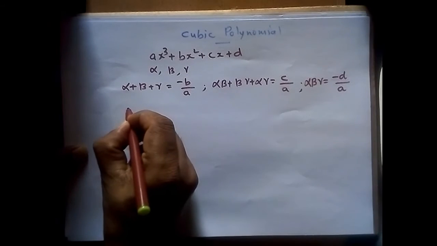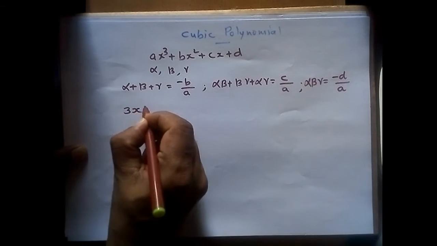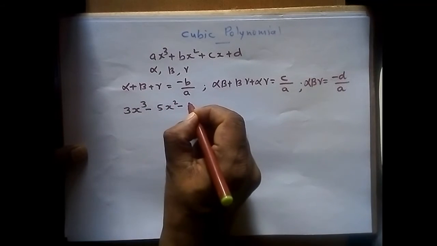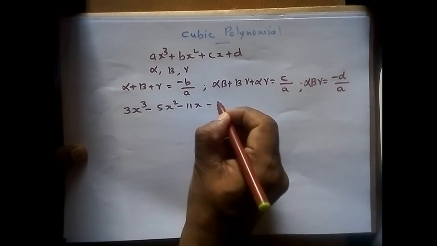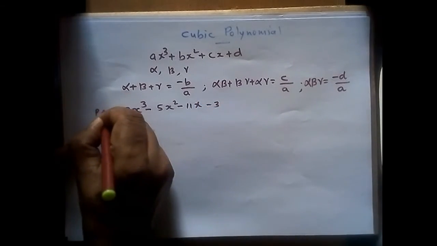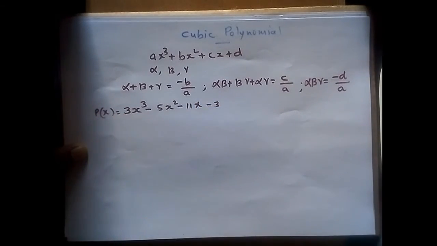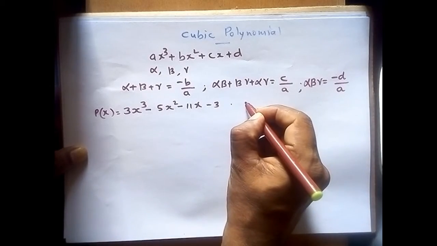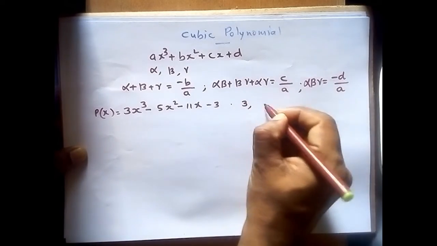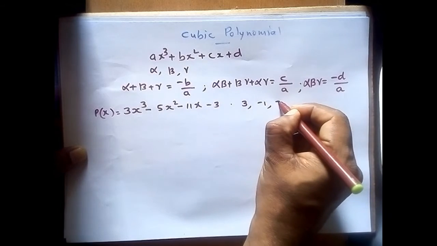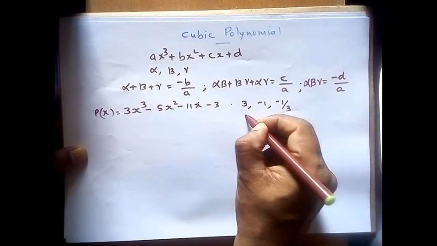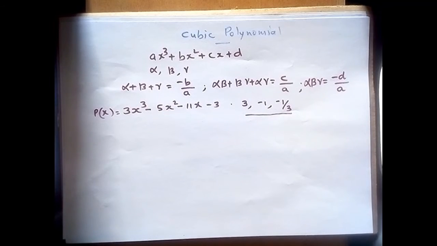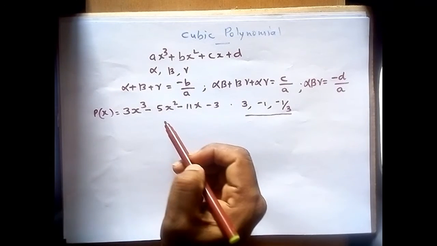We will take an example of the cubic polynomial 3x³ − 5x² − 11x − 3. Let P(x) be this polynomial. We are given three roots: 3, −1 and −1/3. So these three are the roots of this polynomial, suppose. Now we have to prove this relation is true in this case.